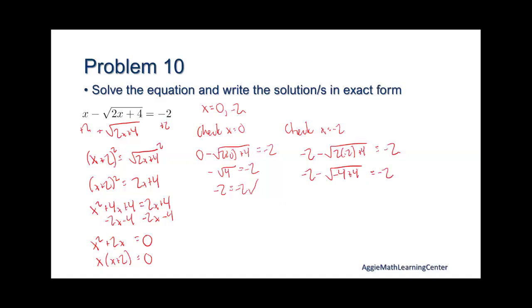The next thing we want to do? Simplify -4 plus 4. Exactly. Keep working on that. What is -4 plus 4? 0. Easy. 0 equals -2. And what is the square root of 0? It's 0. So we're going to get -2 minus 0, which is -2, equals -2. So that is in fact also a solution.